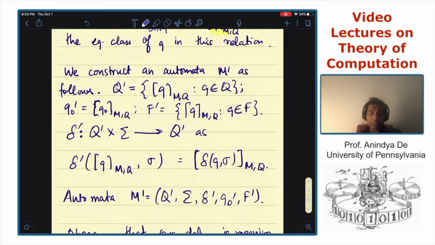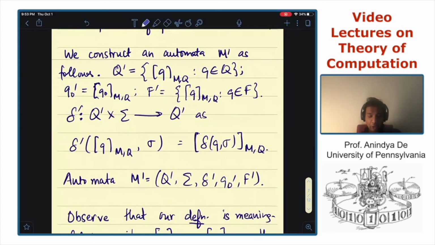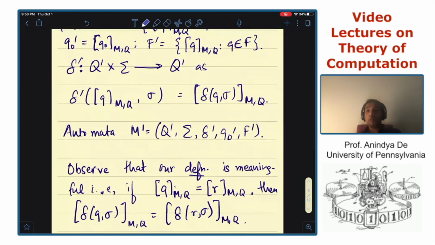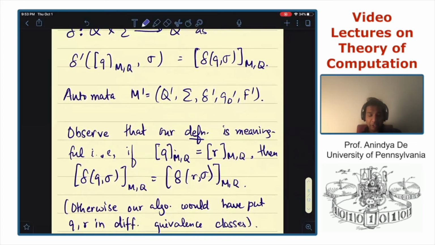The transition function will again be defined as follows: if you are in the state corresponding to the equivalence class of q, and you read a symbol sigma, you will go to the equivalence class of the state corresponding to delta(q, sigma). And our final automaton construction will be M prime, which is (Q prime, Sigma, delta prime, q naught prime, F prime). So one thing we should make sure is that our definition is meaningful, as in it's well defined.